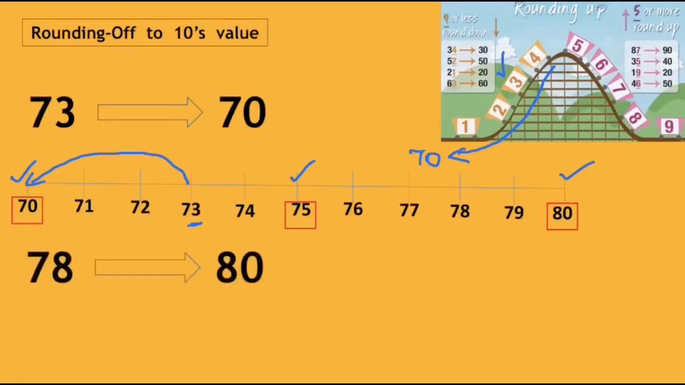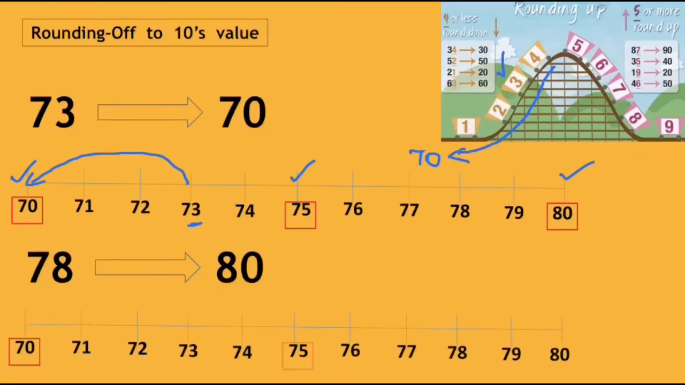In this example you are seeing 78 is rounded to 80. Write 78 on the number line. 78 will be placed between 70 and 80, and 78 is nearer to the highest tens value, that is 80.